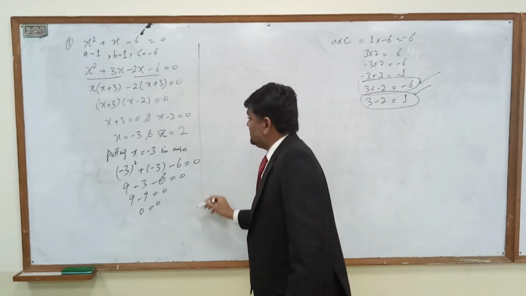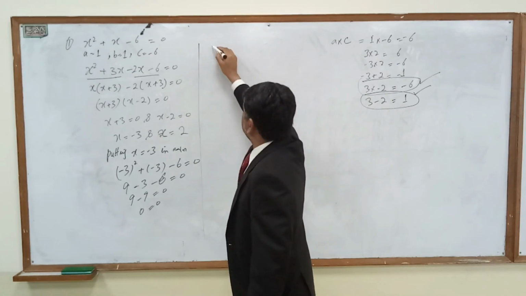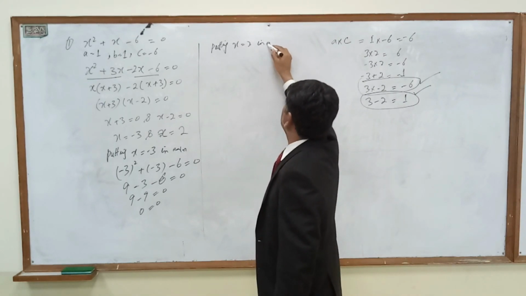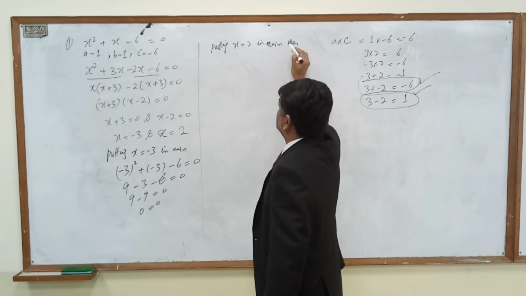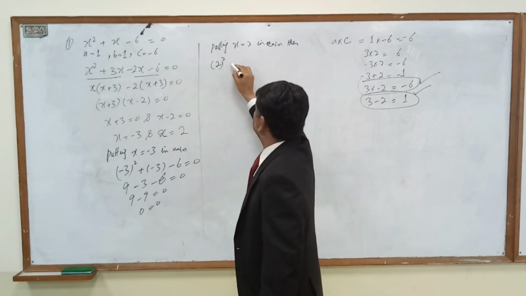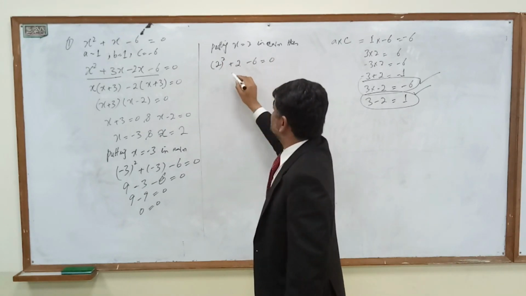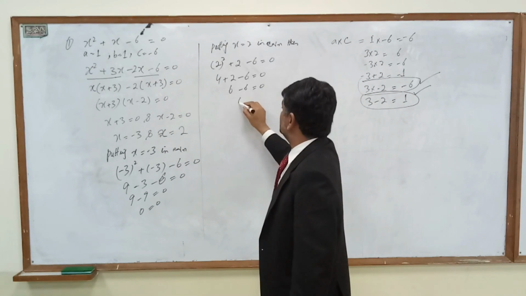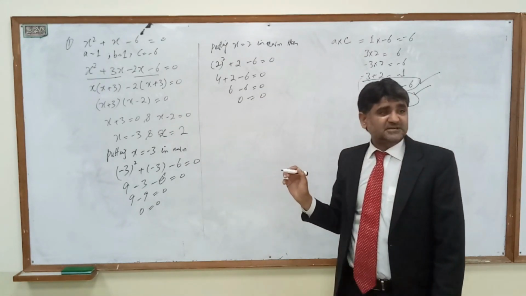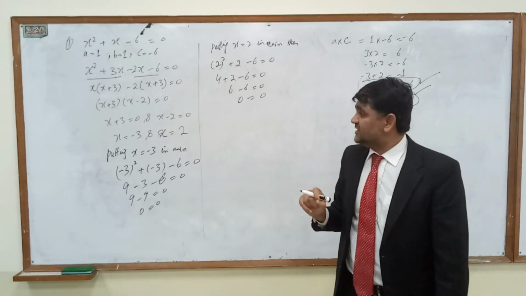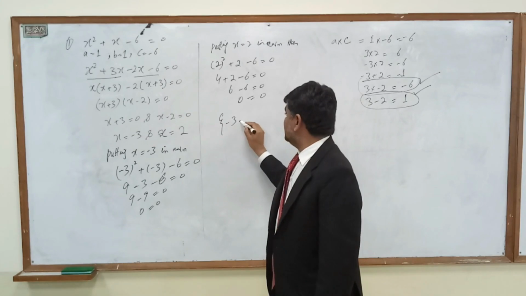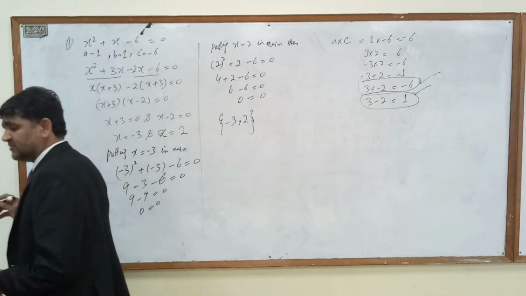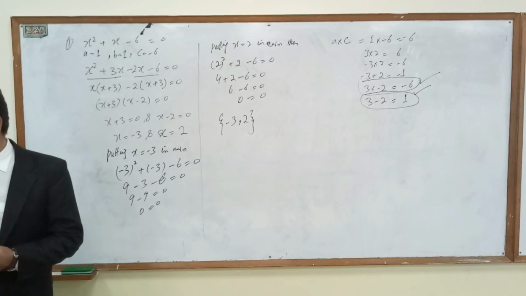Now the second value, we also put the second value, which is 2, in the equation. x is equal to 2. So 2 squared plus 2 minus 6 is equal to 0. 4 plus 2 minus 6 is equal to 0. So 6 minus 6 is equal to 0. 0 is equal to 0. So both values are satisfying the equation. So the roots are minus 3 and 2. These are the real roots which satisfy the second degree equation. Question number 1 was x square plus x minus 6, and we are done with it.